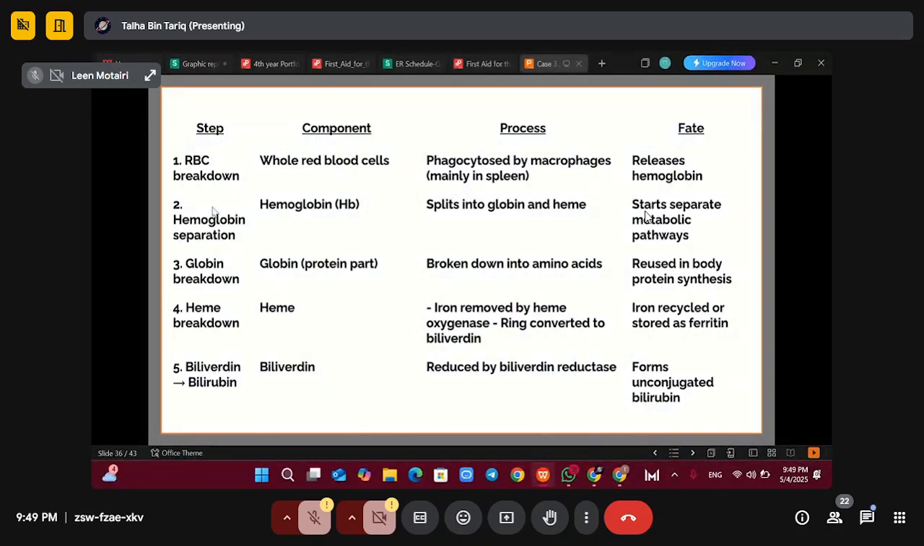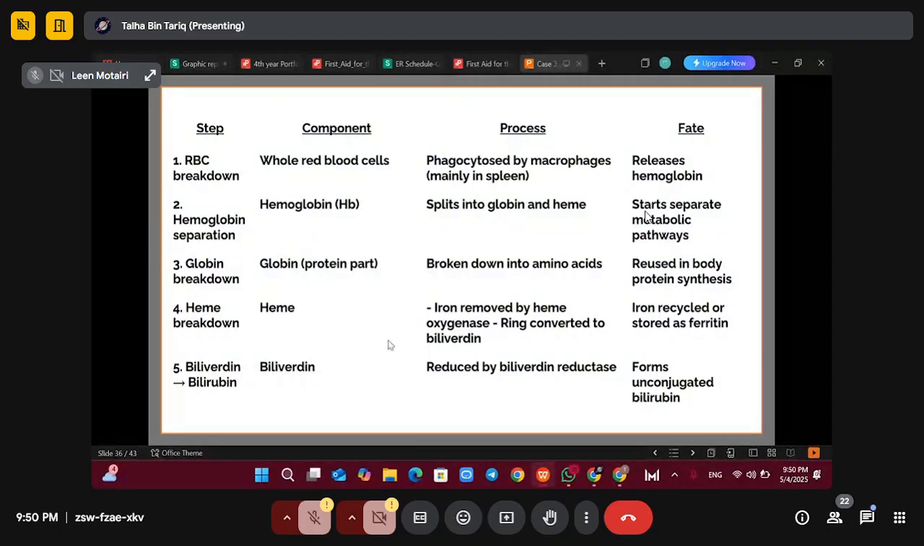Now, hemoglobin is represented by Hb, and it has two parts. We have heme and globin, right? So it's split into heme and globin. All of this process is going on within the splenic macrophages. Just remember that. Then each has its own separate metabolic pathway. Okay, let's discuss what will happen with globin and what will happen with heme. Globin is the proteinaceous part, right? So it will be broken down into amino acids, and it will be reused in the body for protein synthesis.